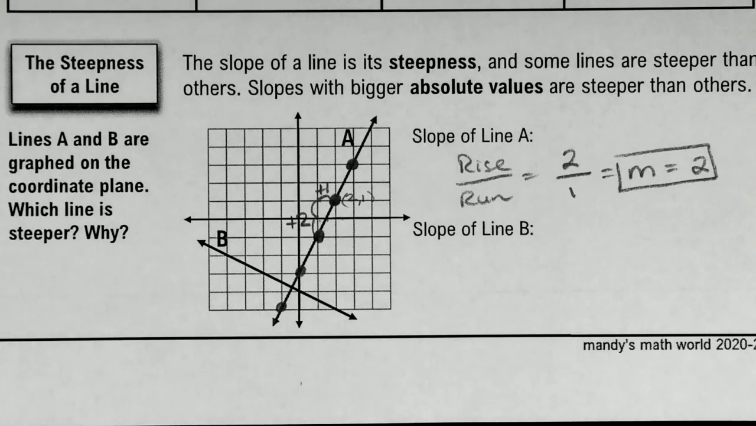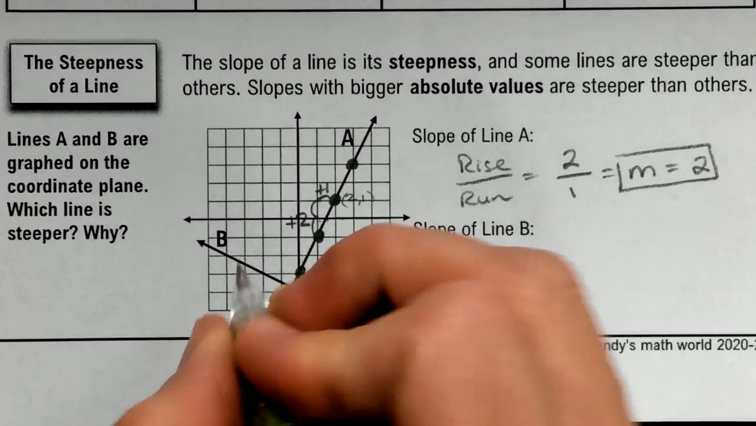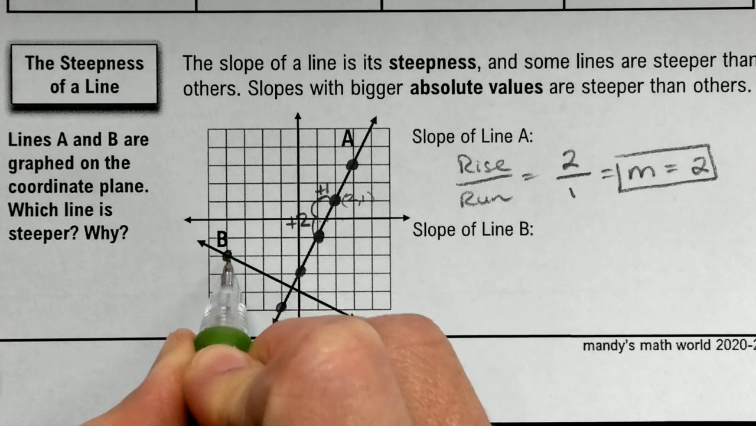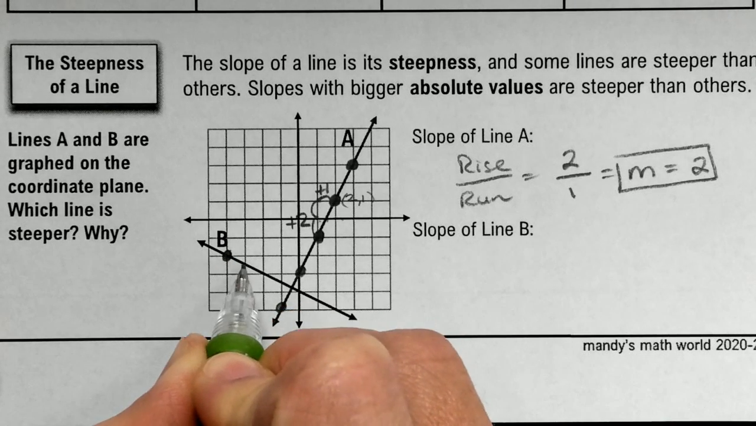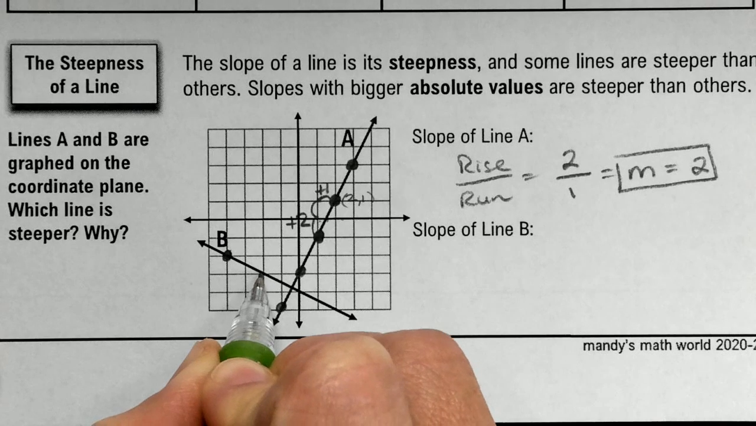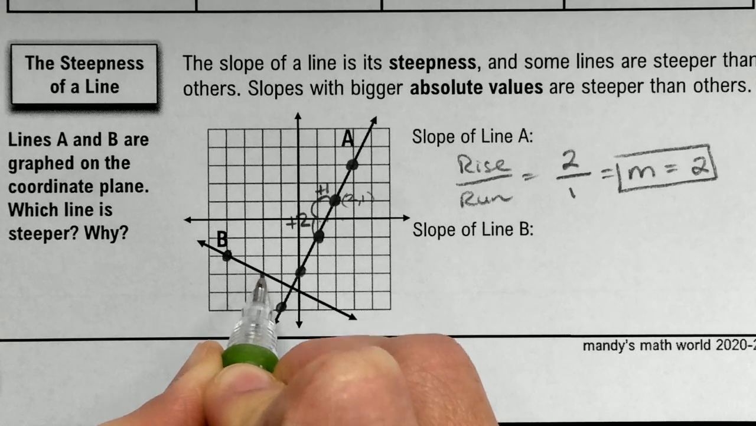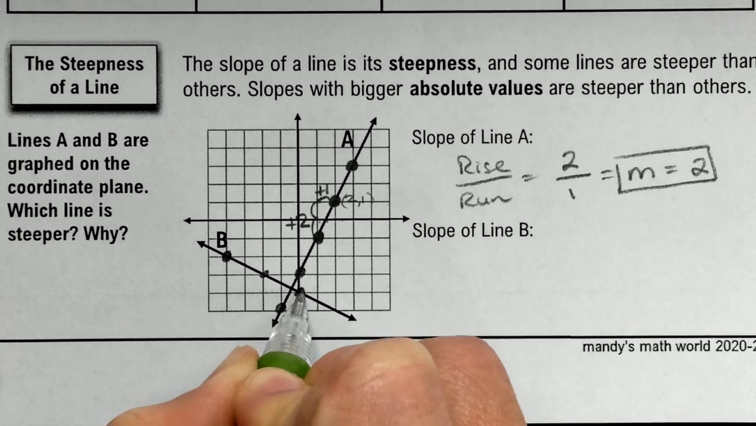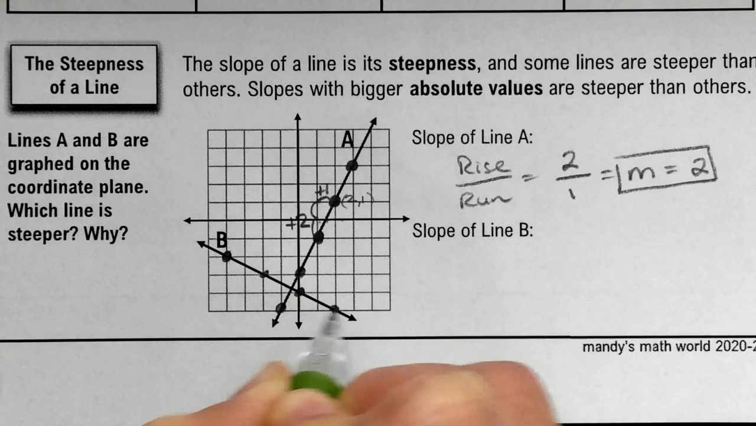All right, David, help me out with line B. Okay, so I have a point right here. Because again, we're crossing at an intersection. There's not a point right there. I could use that point. I could use that point.